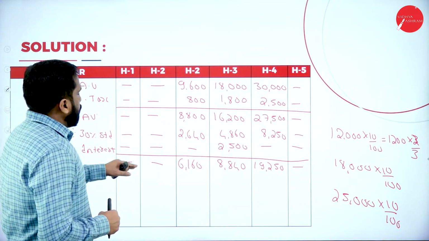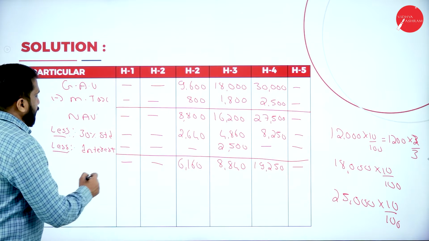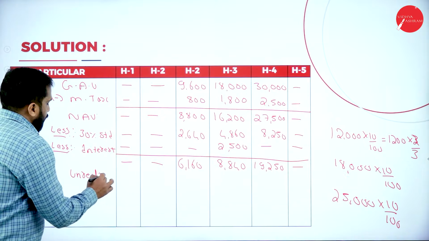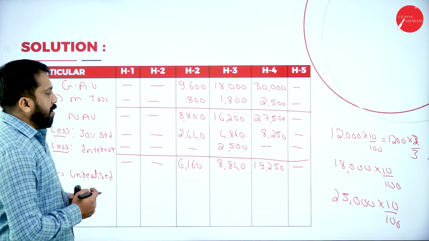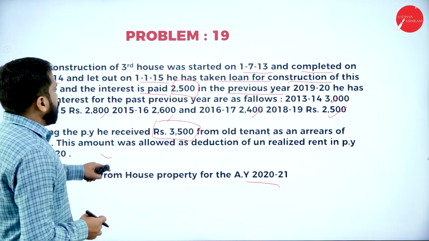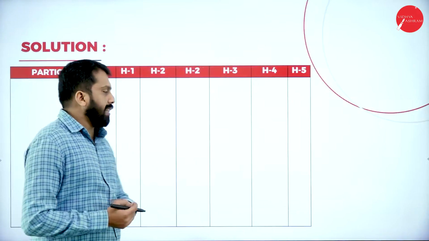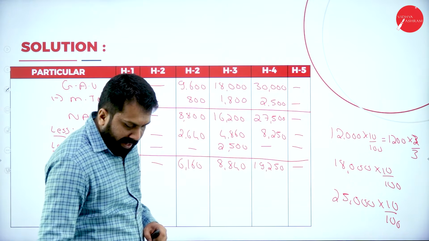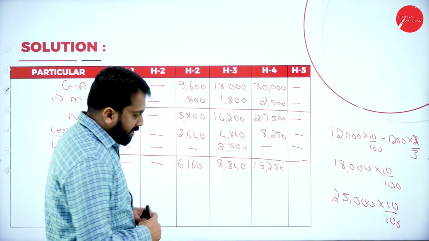Now we'll go for the last one. What is the last one here? The last one is unrealized rent. Unrealized rent is how much? I'll go back to the question. It is mentioned 3,500 from the old tenant. We'll add back that. So it is for which house? House number 3. If you add 3,500, it will be 12,840.